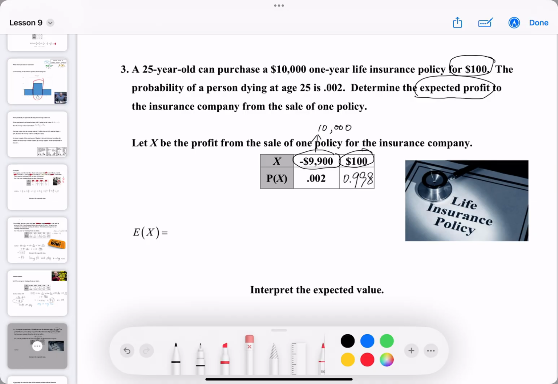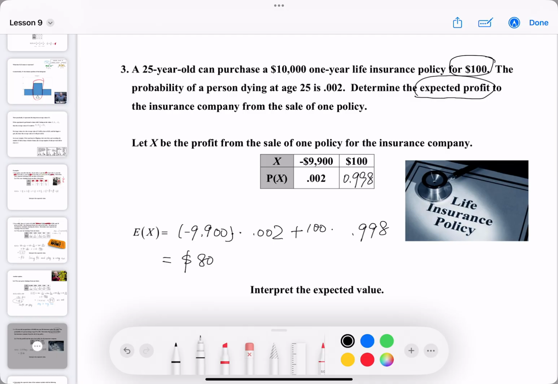Okay. What is the expected profit of the insurance company? The formula is negative 9,900 multiplied by 0.002 plus $100 times 0.998. Some books don't have a zero here. It's okay. Let's use the calculator to find the number. It is $80. Okay, what's the meaning of this $80?